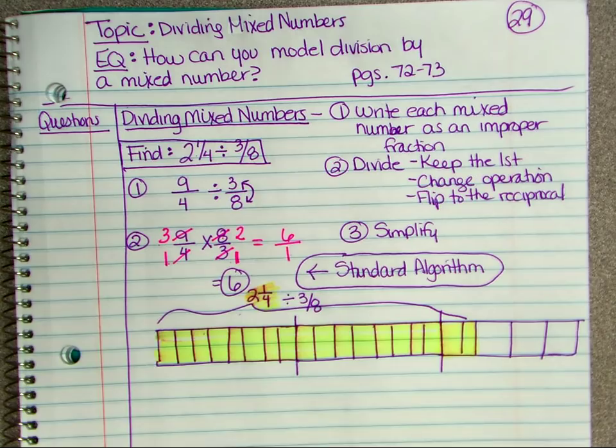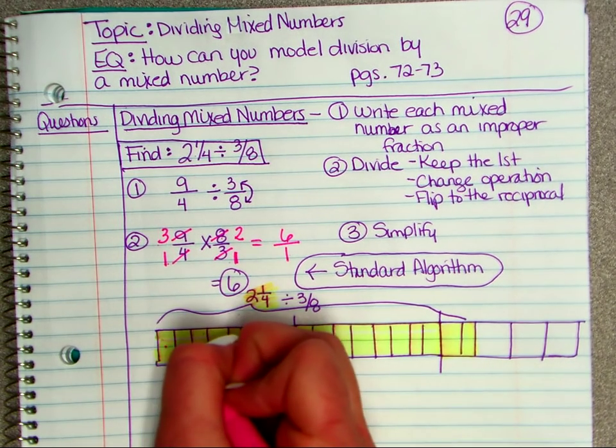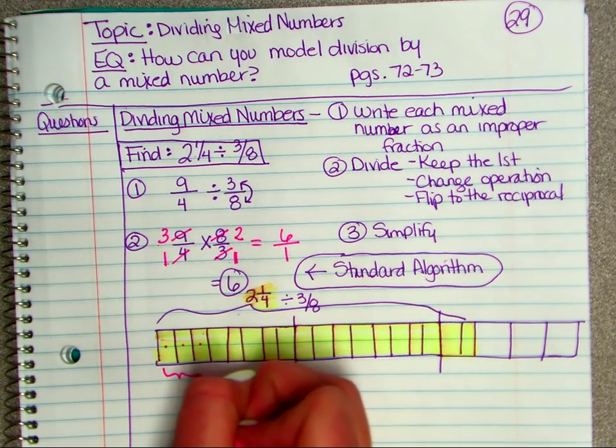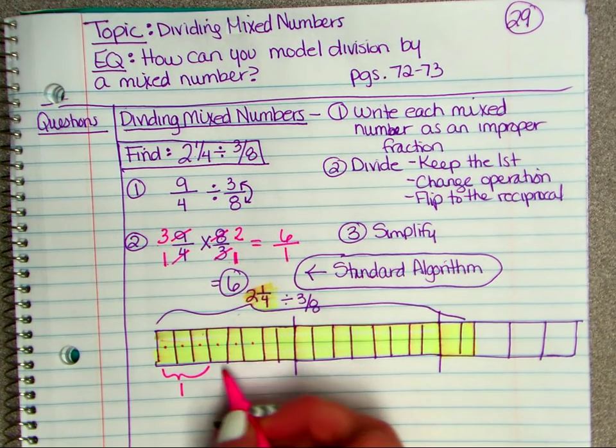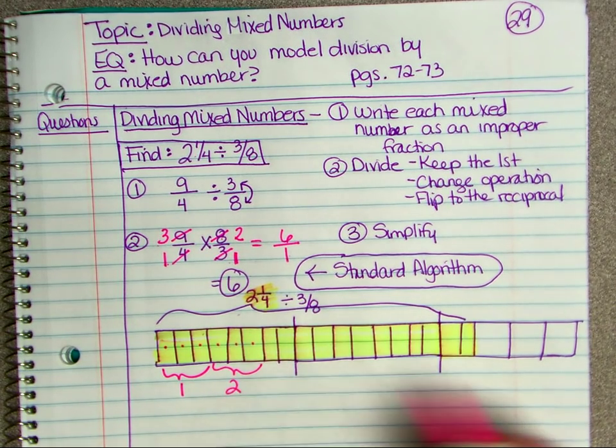So now I've divided them all into eighths. And so what I need to do next is count how many times 3/8 can go into it. So I'm just going to count my eighths. So I've got 1, 2, 3. This is one 3/8 piece. 1, 2, 3. This is two 3/8 pieces.